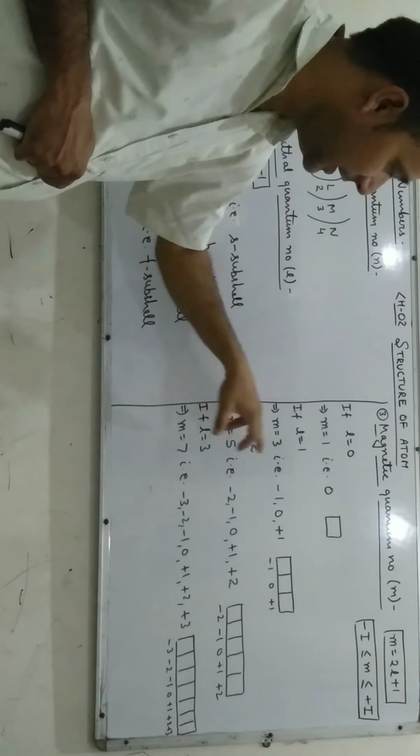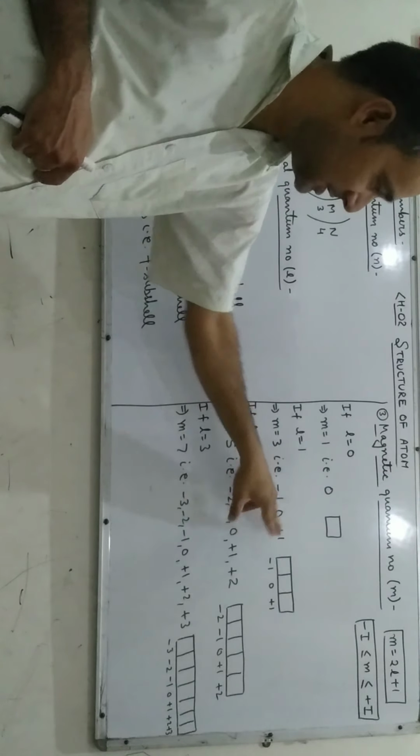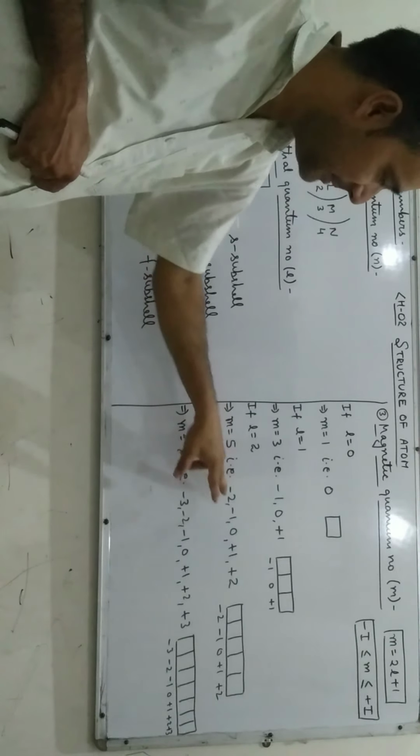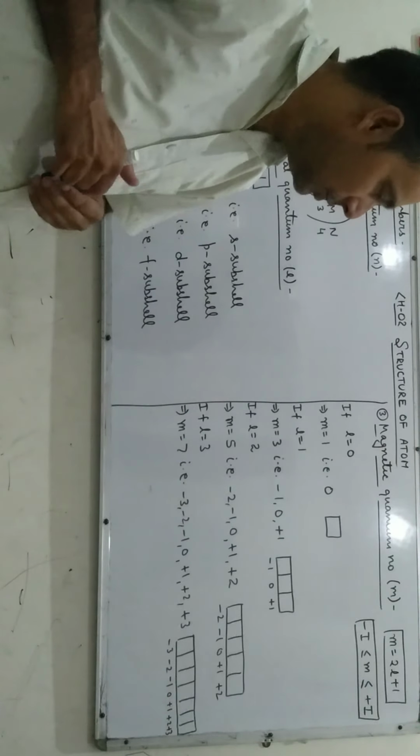If l is equal to 1, the value of m is minus 1, 0 and plus 1. If l is equal to 2, the value of m is minus 2 to plus 2. If l is equal to 3, the value of m is minus 3 to plus 3.